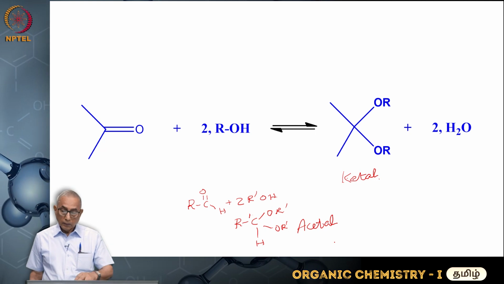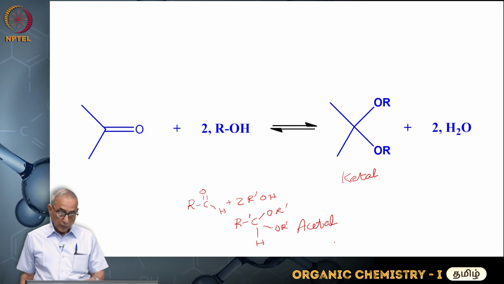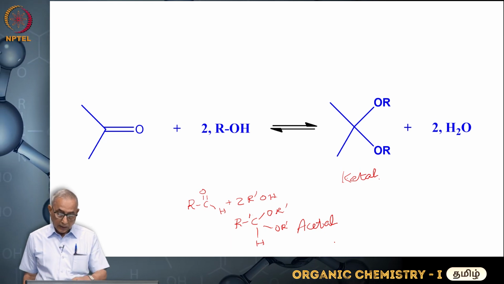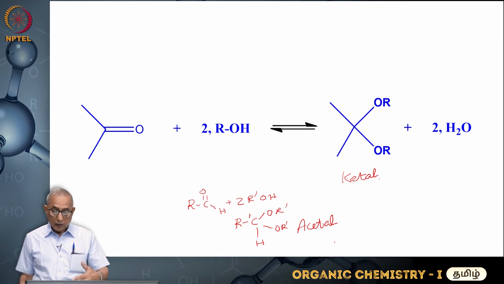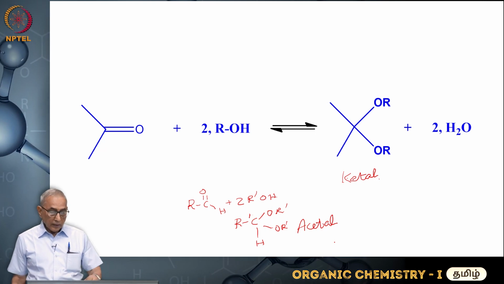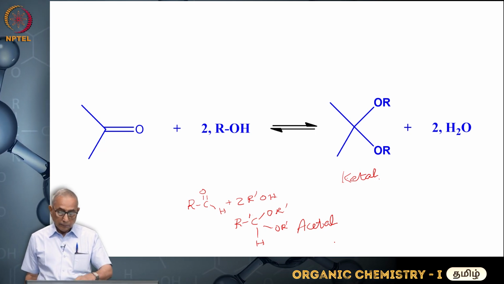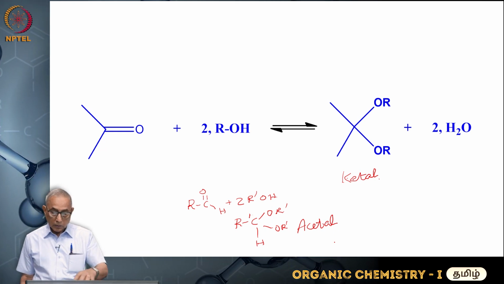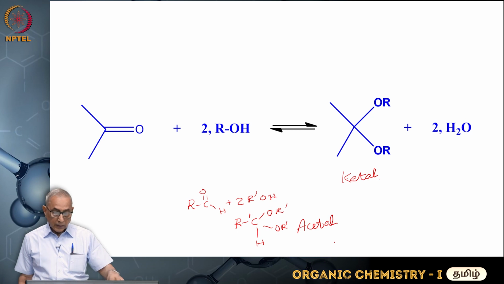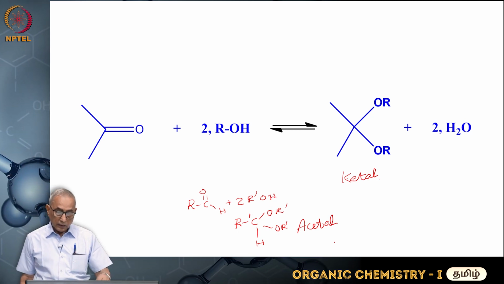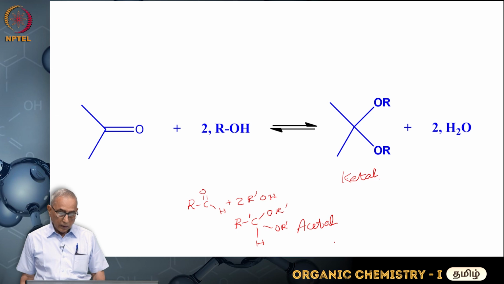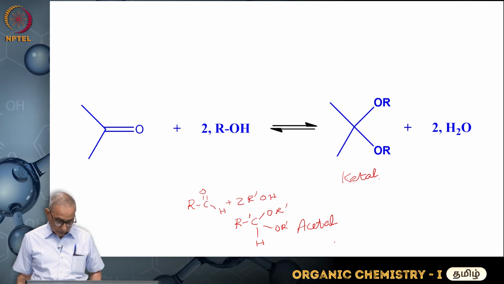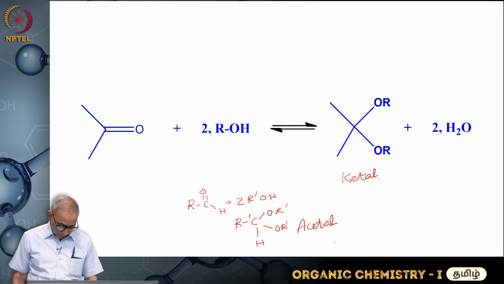If two OR groups are attached, the aldehyde and ketone form an acetal and a ketal respectively, and the compound becomes a little more stable. If you want to carry out some reaction at another group, this can be called a protective group. When reacting the other group, this OR group will not make the reaction very difficult; it will make it easier. Therefore this is sometimes used as a protecting group.